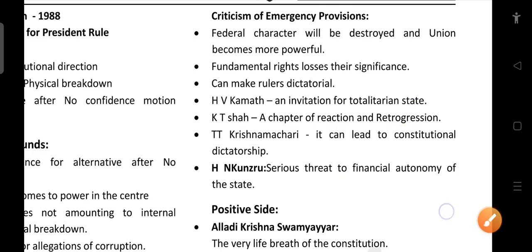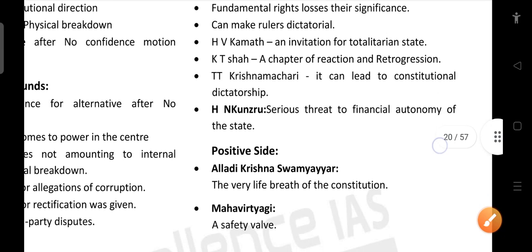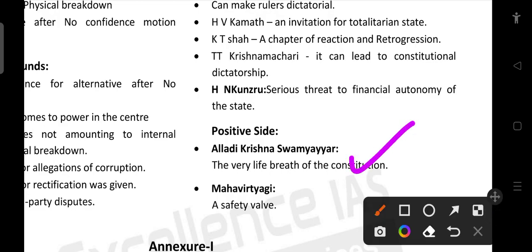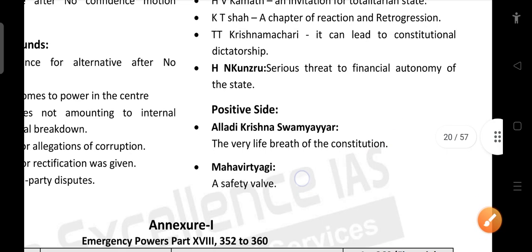Now, what is the positive side? Alladi Krishnaswami Iyer said, the very life-breath of the constitution is in this particular thing. So, even state governments will be made responsible. So he says it is a very live birth. Then Mahavir Tyagi said it's just acting like a safety valve.